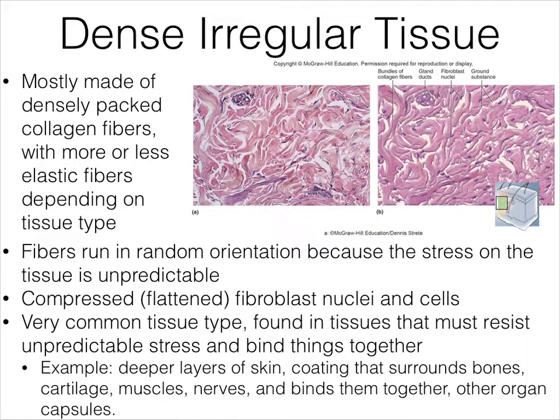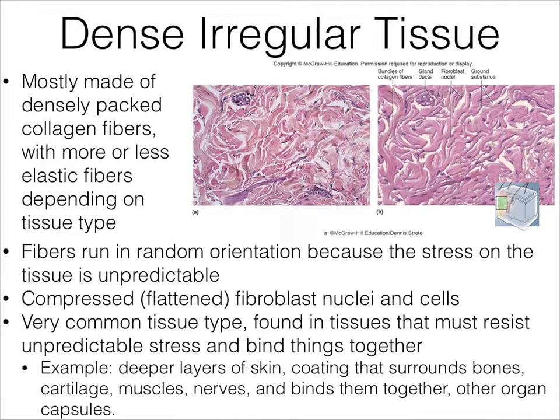Dense irregular tissue is found in any tissue where it needs to resist a lot of force, but you don't know what direction that force is going to come from. Could come from any direction. This is particularly found in the dermis of your skin. So your skin needs to be able to resist tearing force, because if your skin gets torn, that's bad. But you don't know which direction that force is going to come from. It's on your skin. It could come from anywhere.